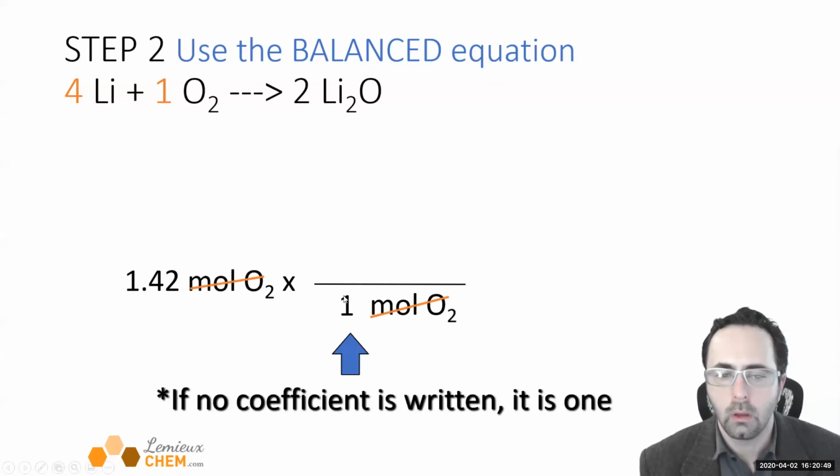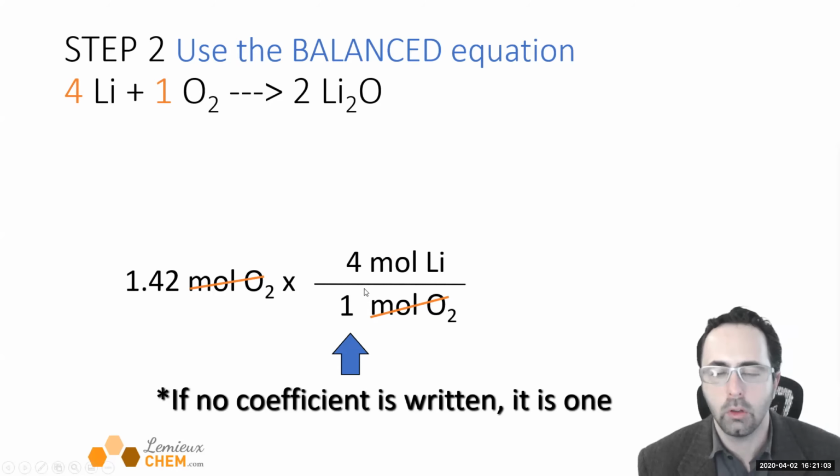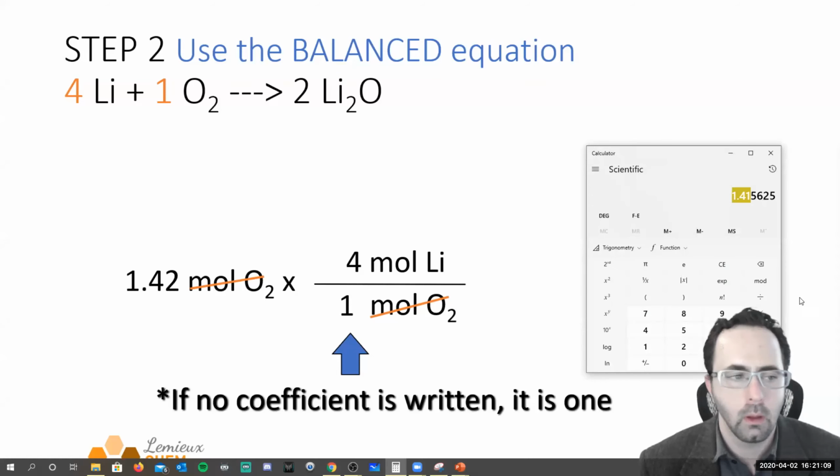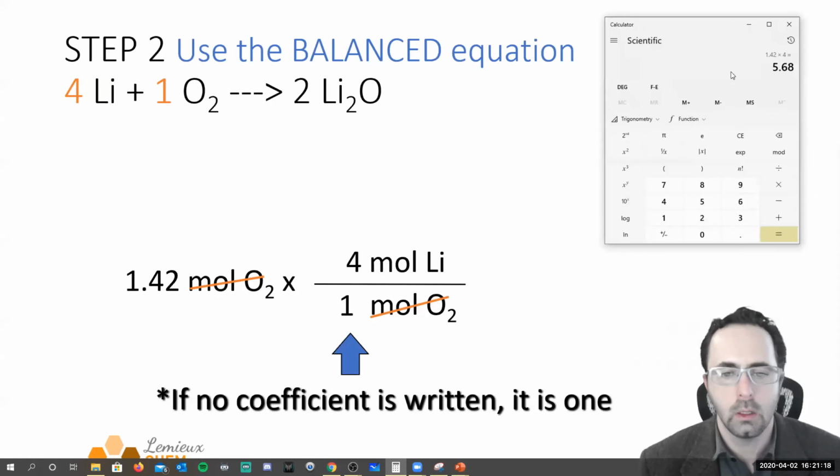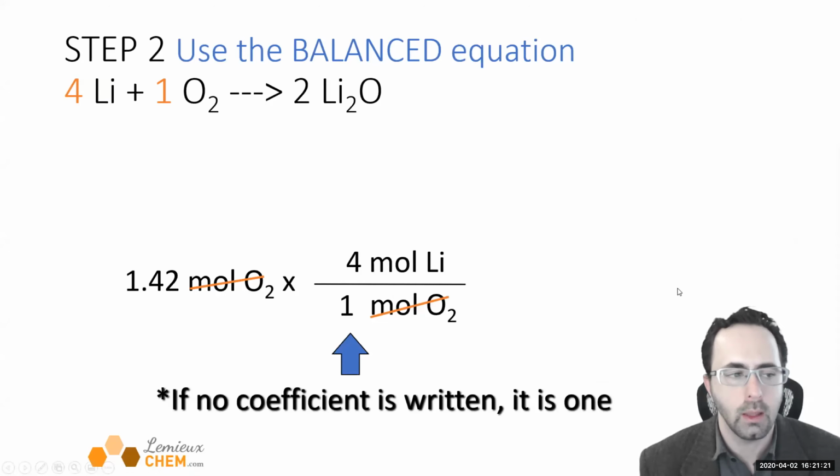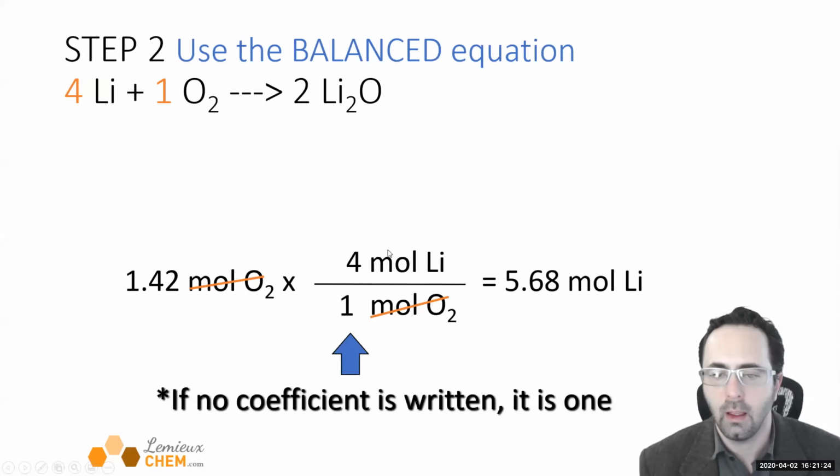Next, the moles of O2 cancel. And on the other side, we're going to put however much lithium would be reacting. That lithium would be 4 moles. So we put the 4 moles of lithium on top. And now we're ready to multiply again. So let's do that. 1.42 times 4 gives us 5.68 for our moles of lithium. So we can write that down, 5.68, and moles of lithium is the unit. So now we have the moles of lithium.